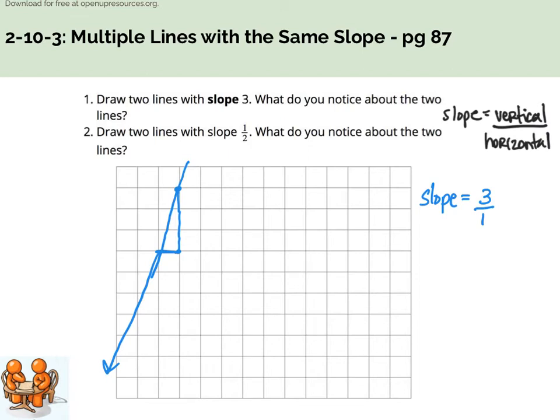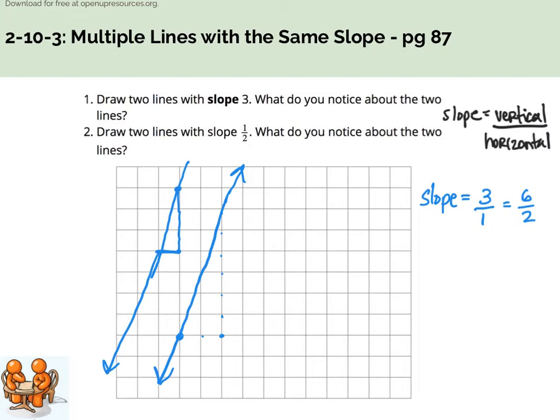Okay? And then I'm going to try it one more time. I know that I can also write this as 6 divided by 2. And so I'm going to go ahead and try that. So I'm going to start here. I'm going to go 1, 2, 3, 4, 5, 6. Then 1, 2. So these are my 2 lines with slope of 3. Well, what do I notice? They're actually the same. They're just 2 parallel lines next to each other.